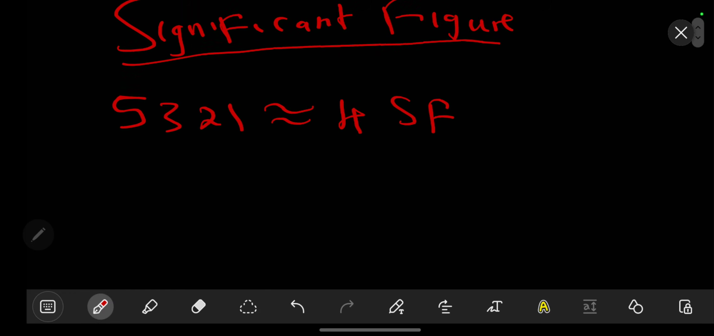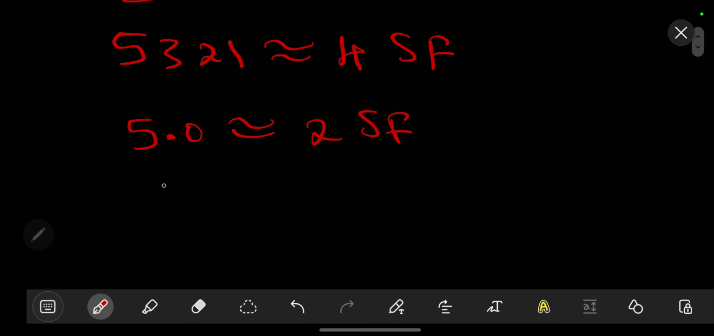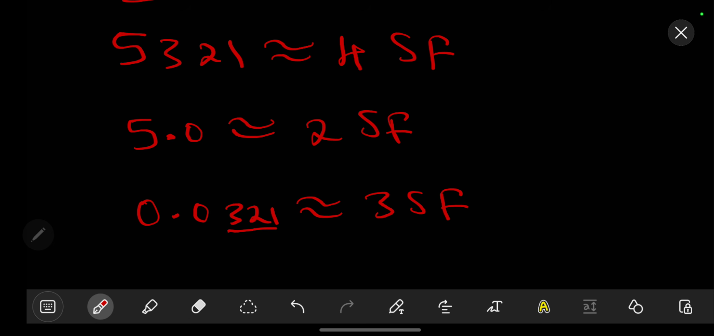Then if you have a number that has a point, let's say you have a 5.0 like that, because there is a decimal point, all the numbers that are after a decimal point are significant if this side there is a non-zero number. So this one has got 2 significant figures. But if you have a 0, then you have a point, let's say 0.321, this one has got 3 significant figures. So if you have a non-zero number, then it means the only significant figures are these pure numbers.